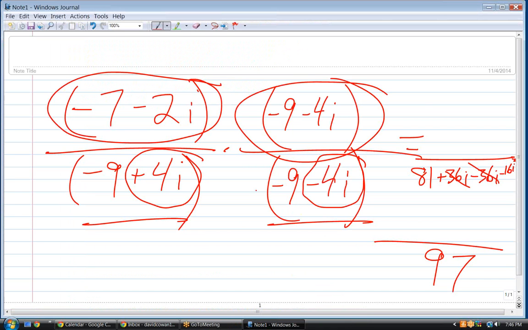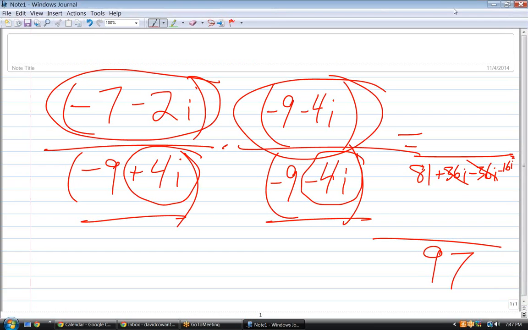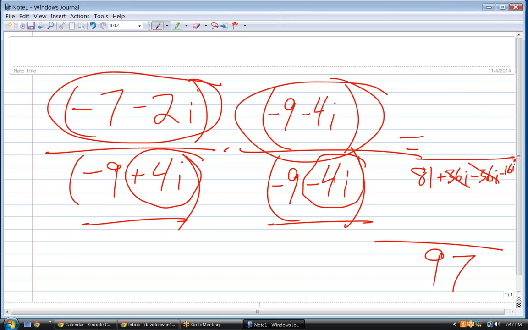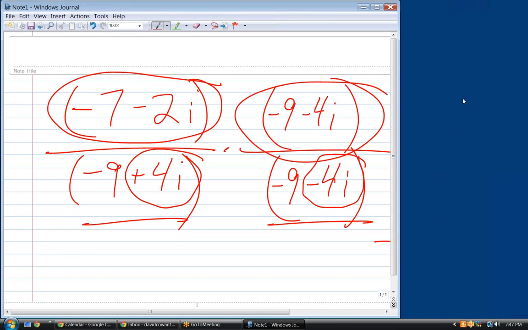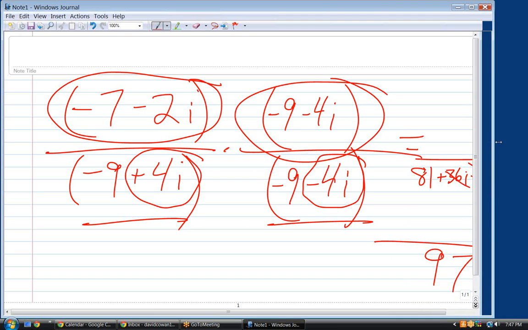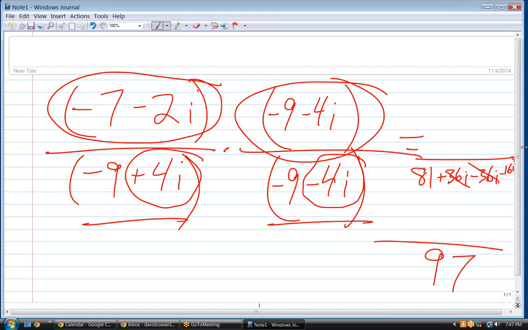Did we finish this problem or not? No. Okay. We needed to figure out the numerator. In other words, all we did was the denominator. We need to multiply minus 7 minus 2i times minus 9 minus 4i. So what does that become? Term by term. Hold on. I need to go grab a computer charger.